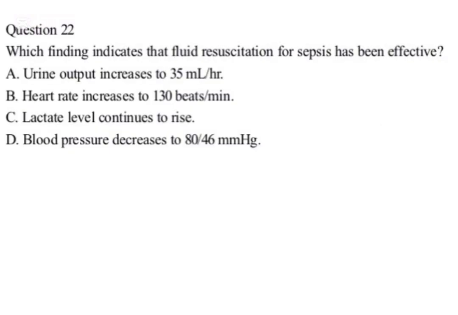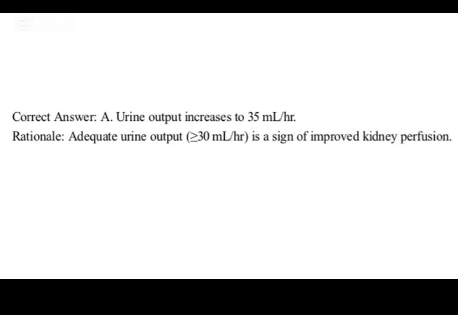Question 22. Which finding indicates that fluid resuscitation for sepsis has been effective? A. Urine output increases to 35 milliliters per hour. B. Heart rate increases to 130 beats/min. C. Lactate level continues to rise. D. Blood pressure decreases to 80/46 millimeters of mercury. Correct answer, A. Urine output increases to 35 milliliters per hour. Rationale: adequate urine output, greater than or equal to 30 milliliters per hour, is a sign of improved kidney perfusion.